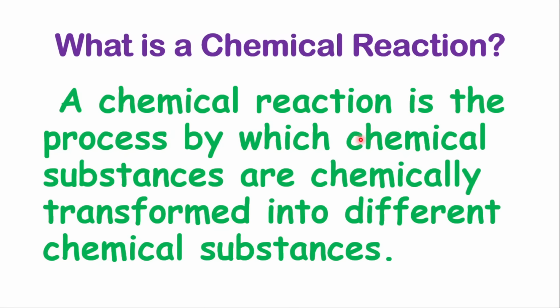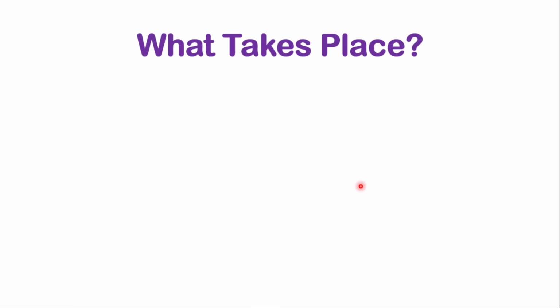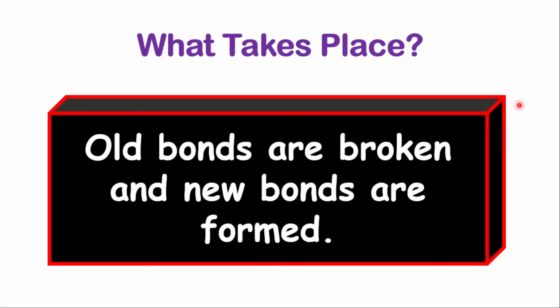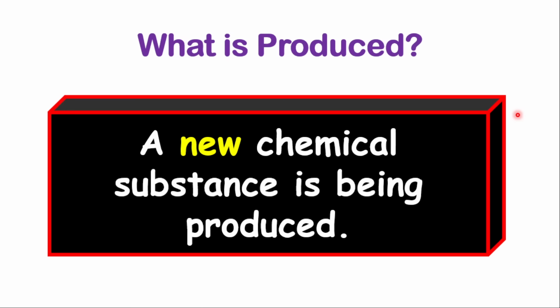A chemical reaction is really the process by which chemical substances are chemically transformed into different chemical substances. So the idea behind a chemical reaction is that a new substance must be formed. You cannot get the same thing. It has to be a different substance. What takes place for a chemical reaction is that old bonds are broken and new bonds are formed. Very important: you break old bonds, you form new ones. That's why you get something new. What you produce is called the product, and this product is a new substance, different from the reactants.